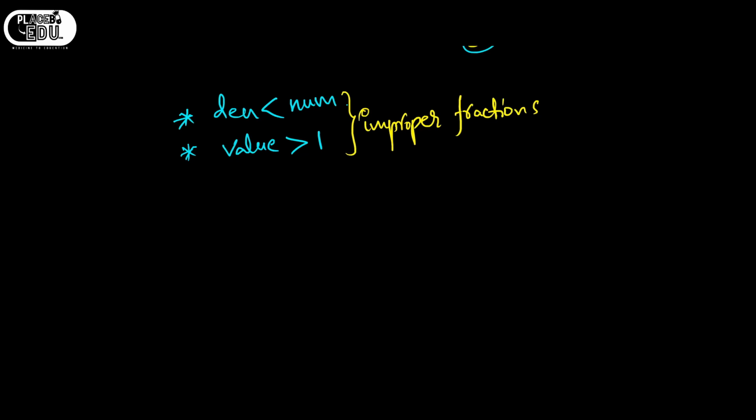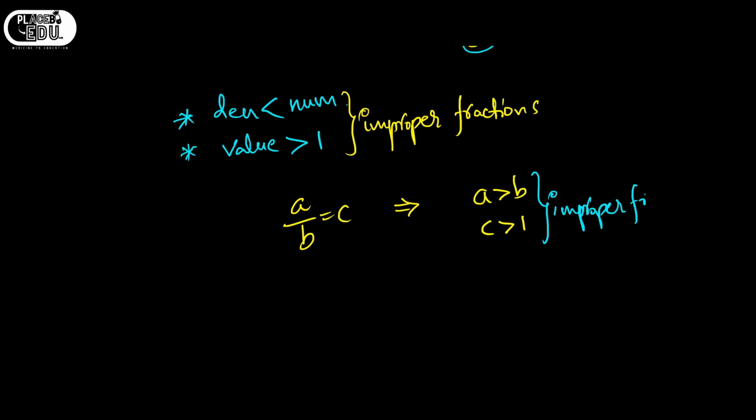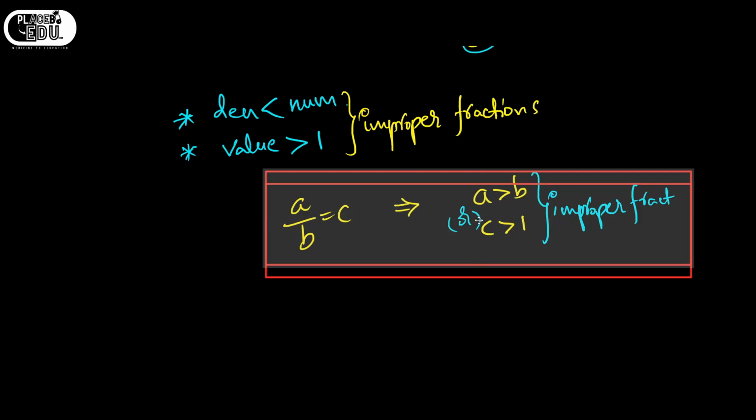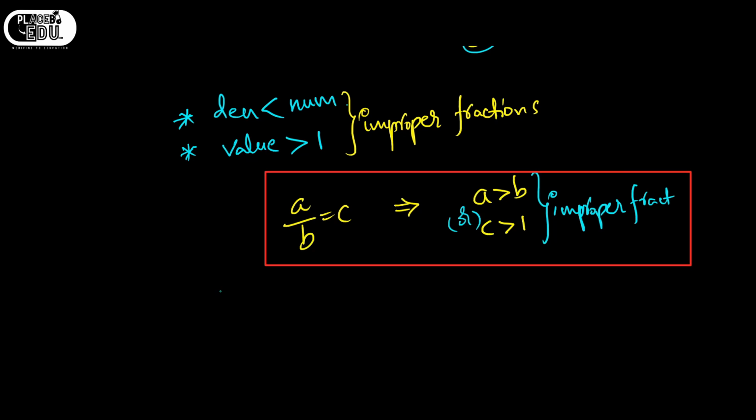Understood? So I am going to generalize it. a by b is equal to c, and a is greater than b, c is greater than 1. Therefore, this is an improper fraction. Understood? Either of the cases can be satisfied. Okay, and this is another important result you have to take care of. Understood?